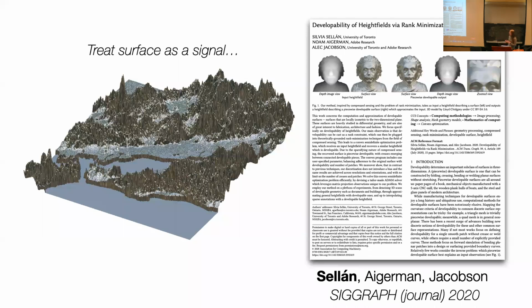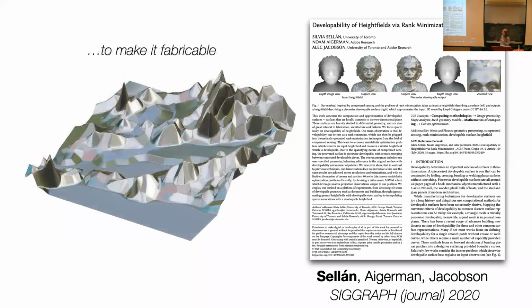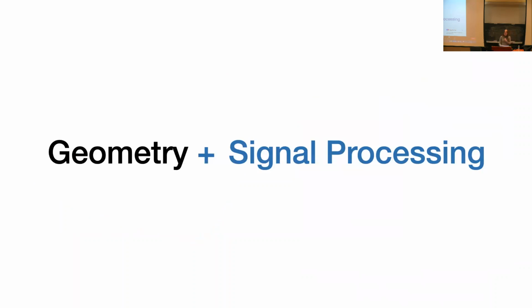But we used the insights from geometry that we have, and we thought, well, what about a differential map of the surface? So what about the second fundamental form of a surface? Can we treat that as a signal and use techniques from compressed sensing to make it fabricable? In the language of geometry, we make it developable. So we looked at the second fundamental form, used a technique from signal processing, and turned the surface into a developable surface. This is a prototypical example of my idea of geometry plus, because we really couldn't have done this without combining these two things.